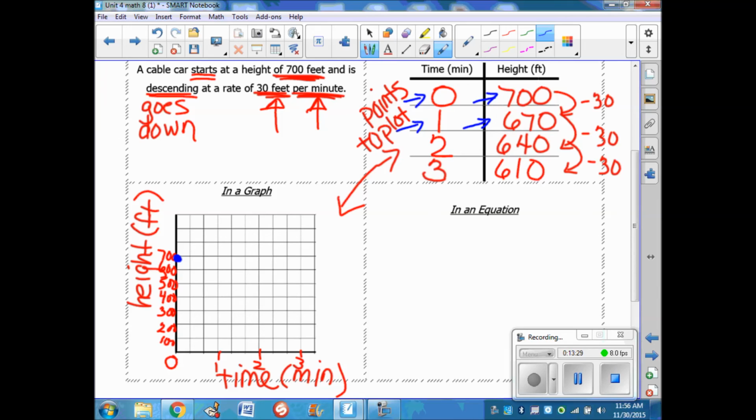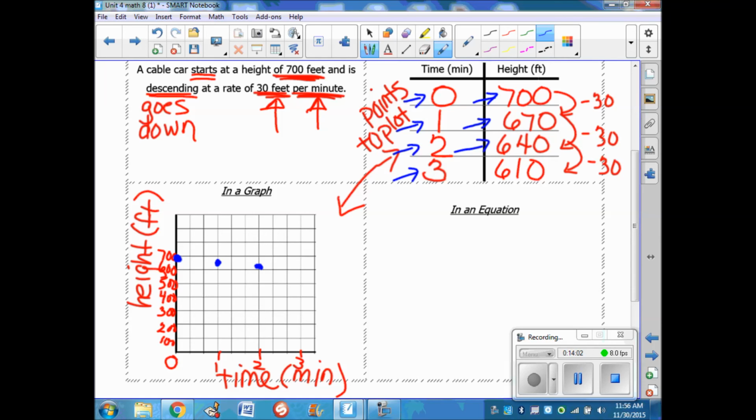Now we counted by hundreds, so we're going to kind of estimate here. We're kind of going to get close to 670. So 670 is a little bit closer to 700 than it is to 600. So about right there. And then at 2 minutes, we're at 640. Now 640 is a little bit closer to 600 than it is to 700, so a little bit lower. My smartboard doesn't do a great job at it because those points are kind of fat.